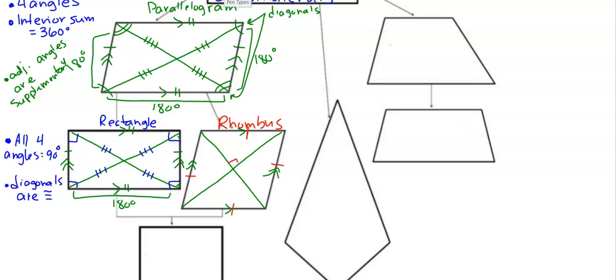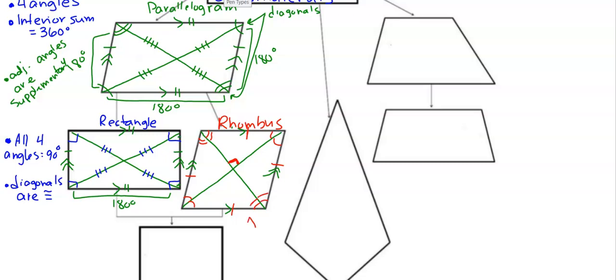Your diagonals intersect at right angles. Okay, and then your diagonals bisect your angles. We're going to make sure we write that down too. So we have all this information. Okay, so things unique to a rhombus.